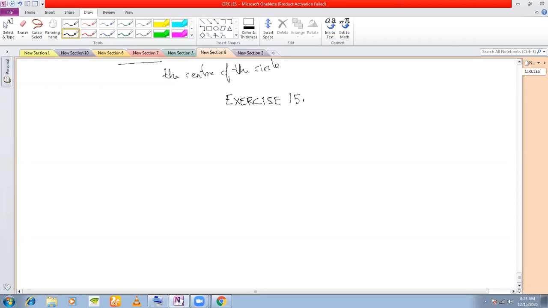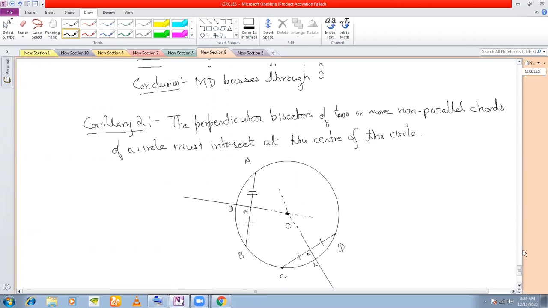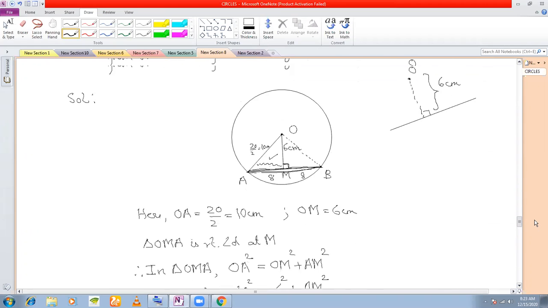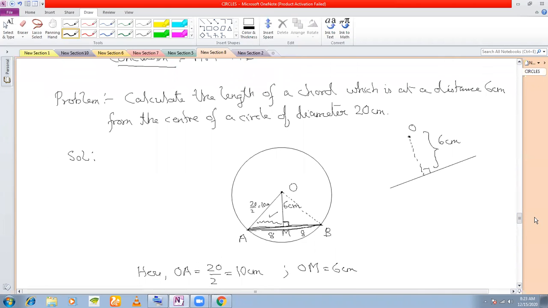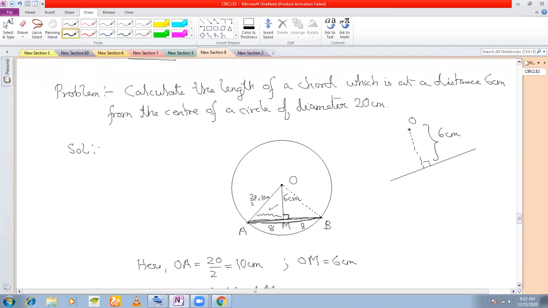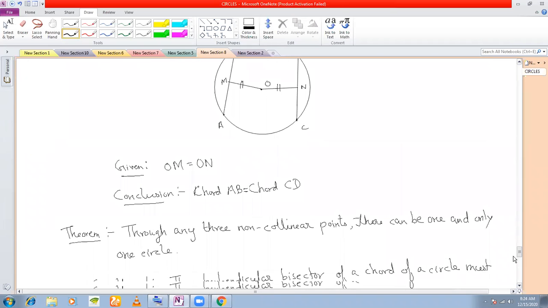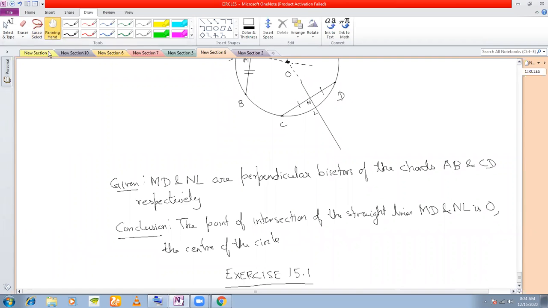Exercise 15.1. The one question we did from this exercise, the example that we did yesterday, this one, was from the same exercise, 15.1. This was problem number 4 from the exercise 15.1. You're going to do number 5 from the same exercise.